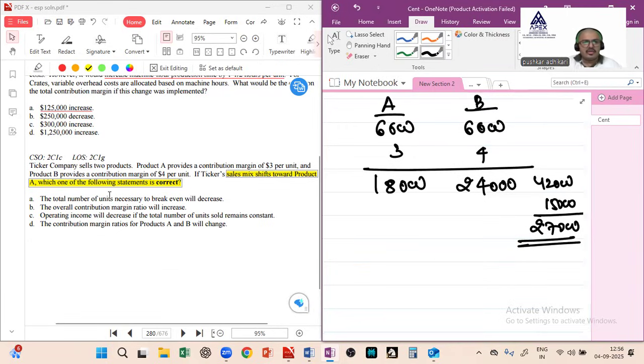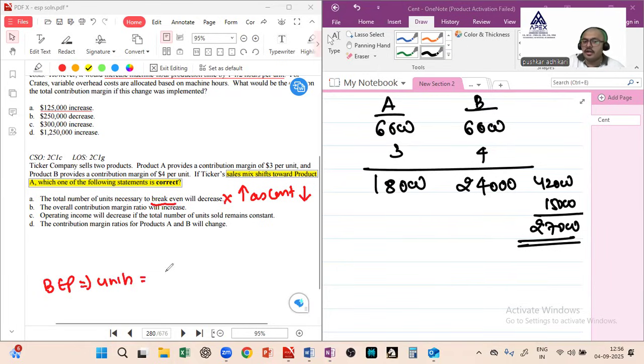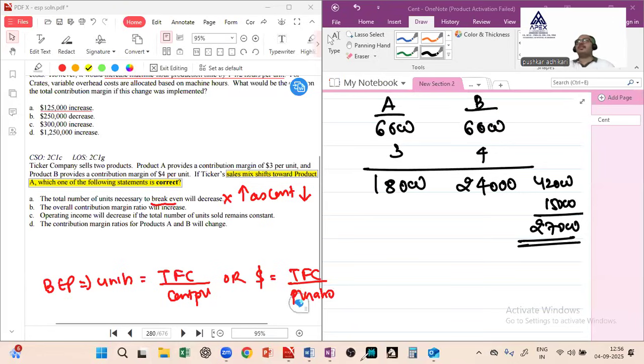So what will happen? The total number of units necessary to break even will decrease. No, rather they will increase. Why will they increase? As contribution has fallen. What is the formula of break even? Let us quickly revise. Break even point, if I have to go in units, is total fixed cost divided by contribution per unit. Or if I have to go on the basis of value, it is total fixed cost divided by profit volume ratio.